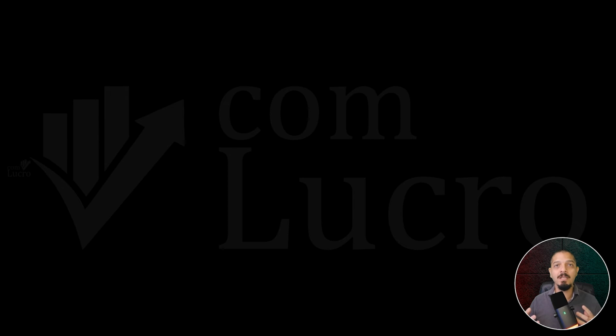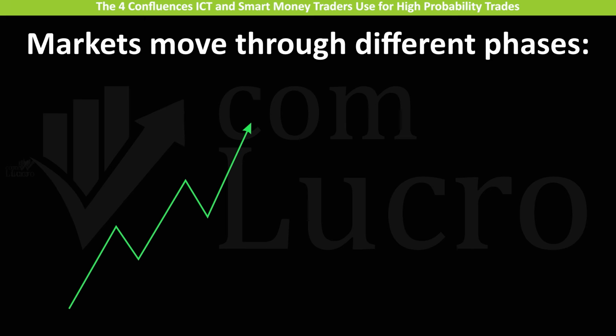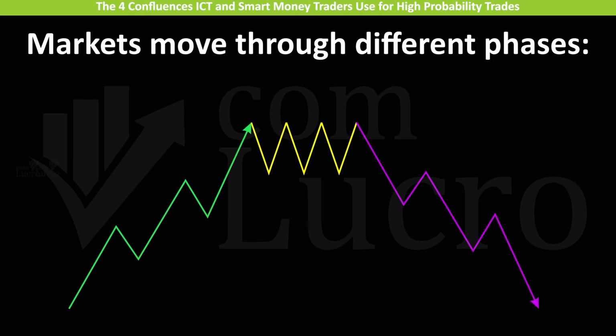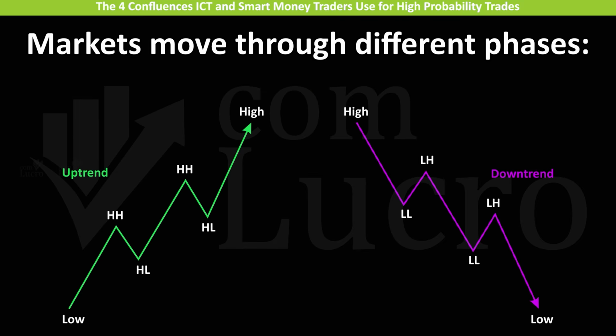Now, let us begin with the foundation, market structure. Markets move through different phases. At times, price trends higher in an uptrend. At other times, it trends lower in a downtrend. And there are also periods of consolidation where price moves sideways and direction is less clear. In this video, we will focus specifically on trending conditions.